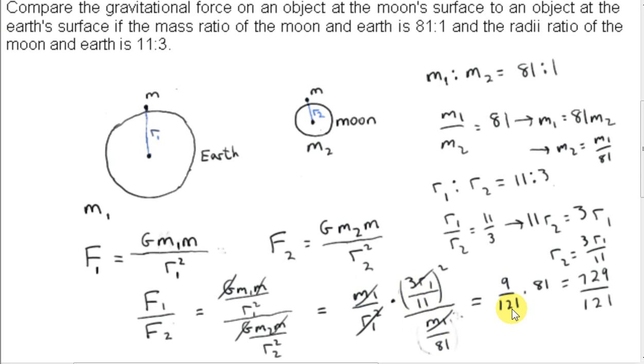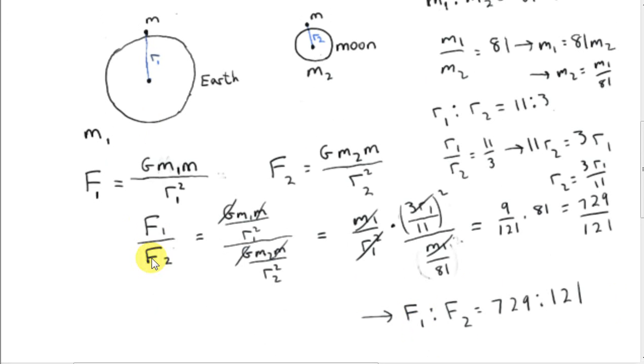Squaring 3/11, we get 9 over 121, and we multiply above and below by 81 to get 729 over 121. We could write this fraction as a ratio. F1 is to F2 is 729 is to 121. So this is the force on the mass due to the Earth divided by the force on the same mass due to the Moon, 729 divided by 121. So this number works out to be 6.02. So the force of the Earth on the mass is about 6 times the force of the Moon on the same mass.